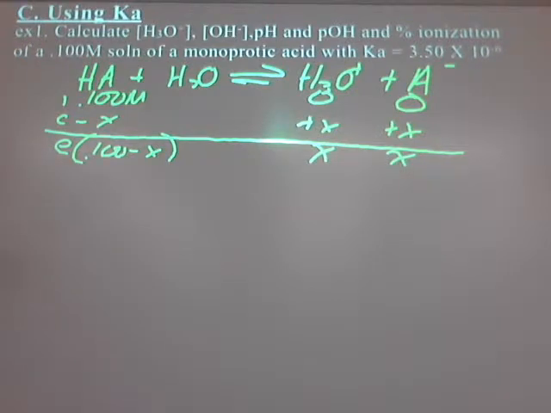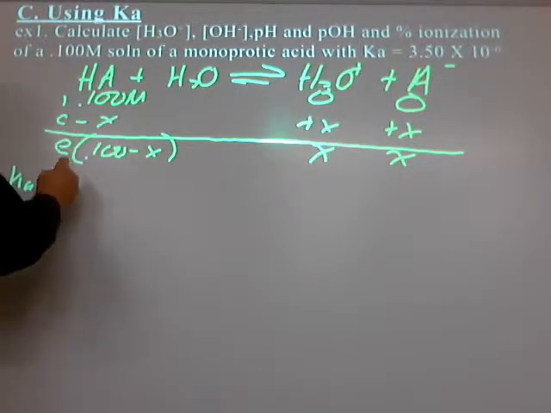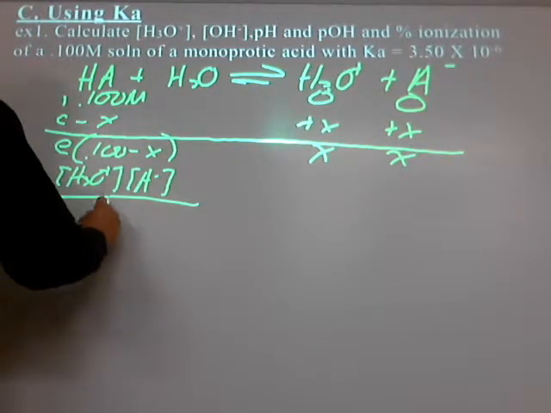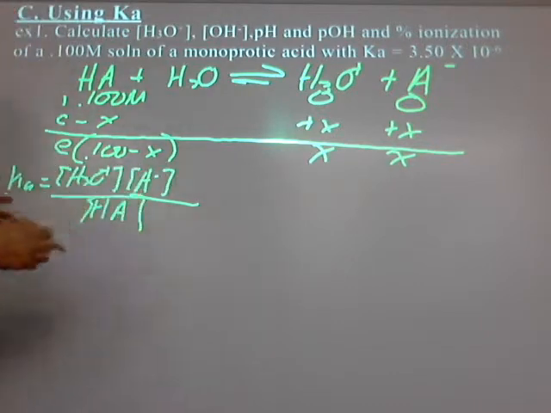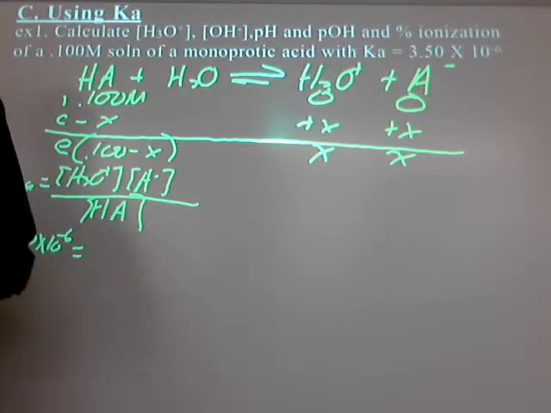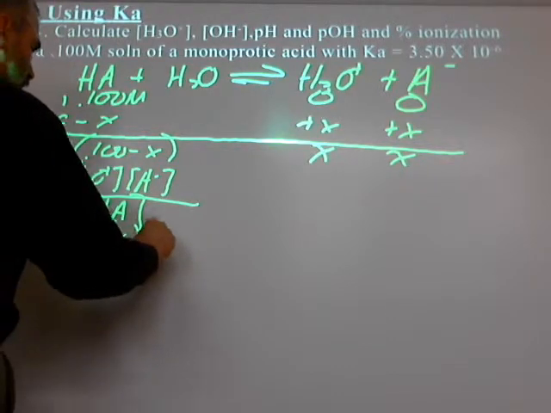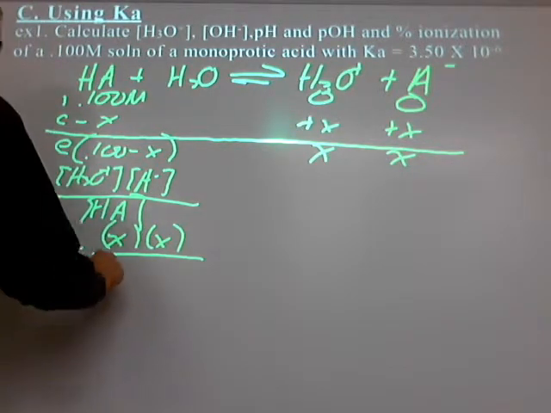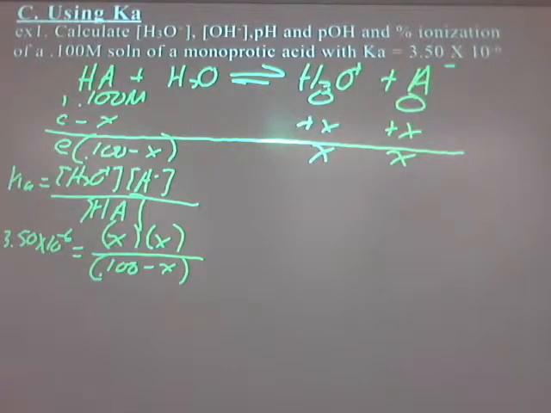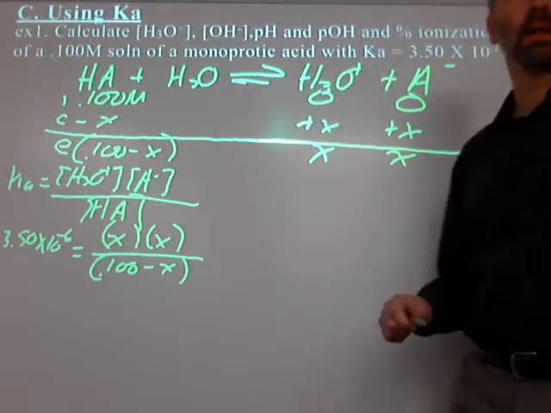I set it up, and coming up in a minute is a real nice trick. Ka equals hydronium times the A negative, whatever it is, over HA. I know the Ka is 3.50 times 10 to the negative 6 equals X times X over 0.100 minus X. Now, before you grab your calculators and start reaching for the quadratic formula button, you're not going to need it. Believe it or not.